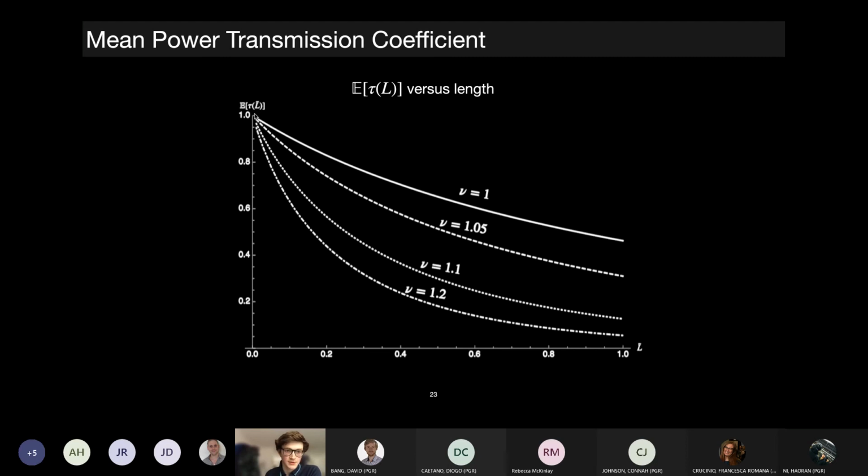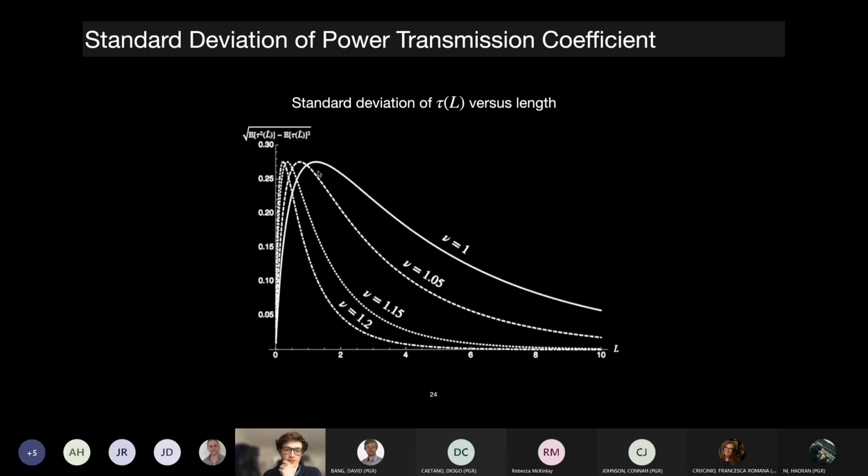So we have some nice results of how the mean of tau changes with this parameter nu. You can plot it. I've just chosen this as one example, but there's a lot of things you can plot because L log is a complicated parameter. And then for the standard deviation, you can see the peak shifts. There's a whole host of reasons why this happens, but I don't have time.